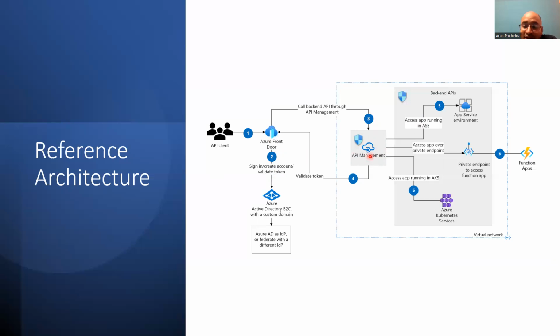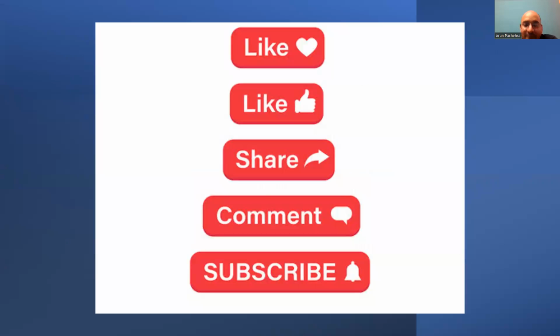API management intercepts the request and validates the bearer token against Azure AD B2C by using its validate JWT policy. If the token isn't valid, API management rejects the request by responding with a 401 code. If the token is valid, API management forwards the request to the appropriate backend API. It could be, in this situation, APIs running on App Service Environment, APIs running on Functions, or AKS. So that's all about the API integration.